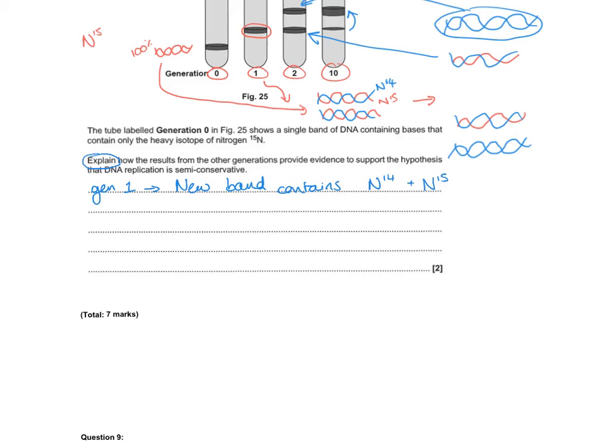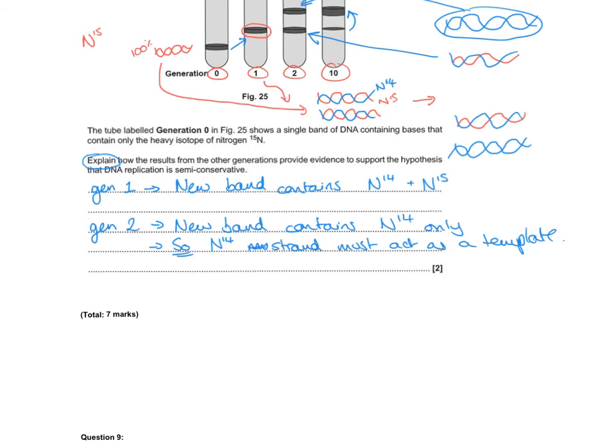Okay, in generation 1, we've had a shift upwards from generation 0. So that shows that the new band must contain some N14, and we think also contains heavy nitrogen. Moving on to generation 2, the new band contains, up here, N14 only. So that must mean that there's a strand with N14 only that is acting as a template. So you've got 2 more marking points available there.